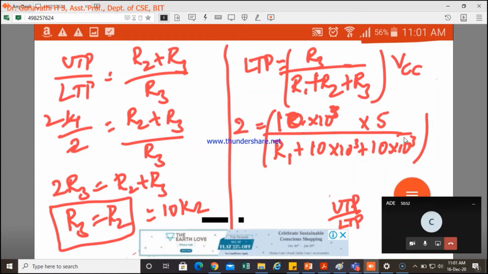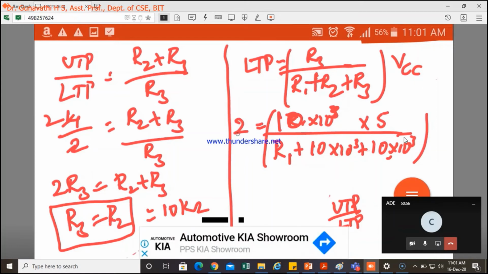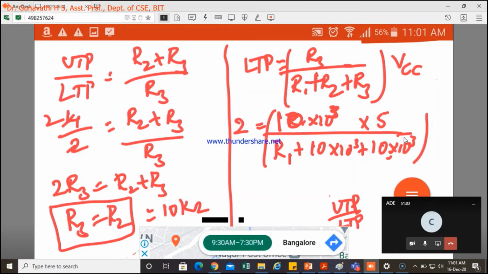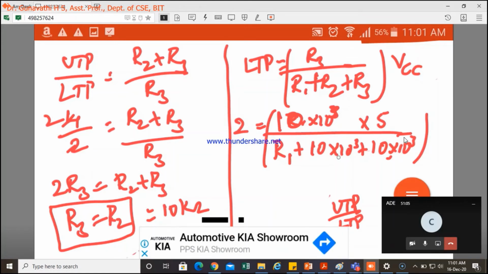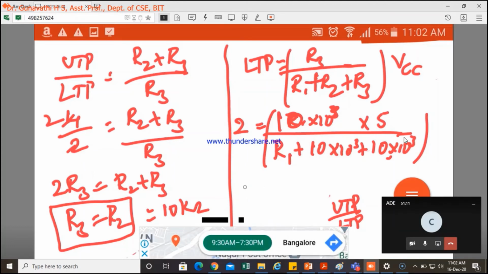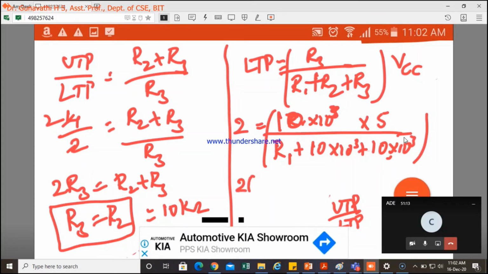Here it is 20 kilo. So this is in the denominator. If I move on to the left hand side, it will be into R1 divided by something. Otherwise, I can move this below also, right? I can just do cross multiplication. So what we are going to get here is 2 into R1 plus 20 kilo. Here it is 50 kilo.